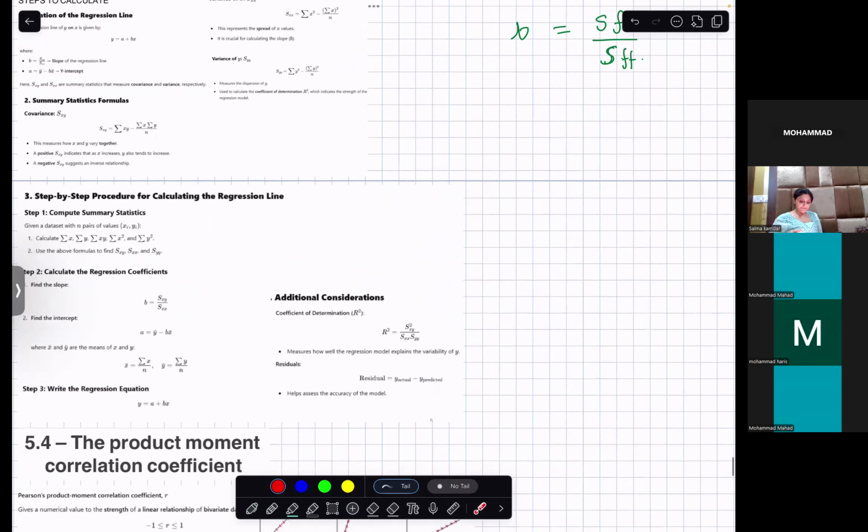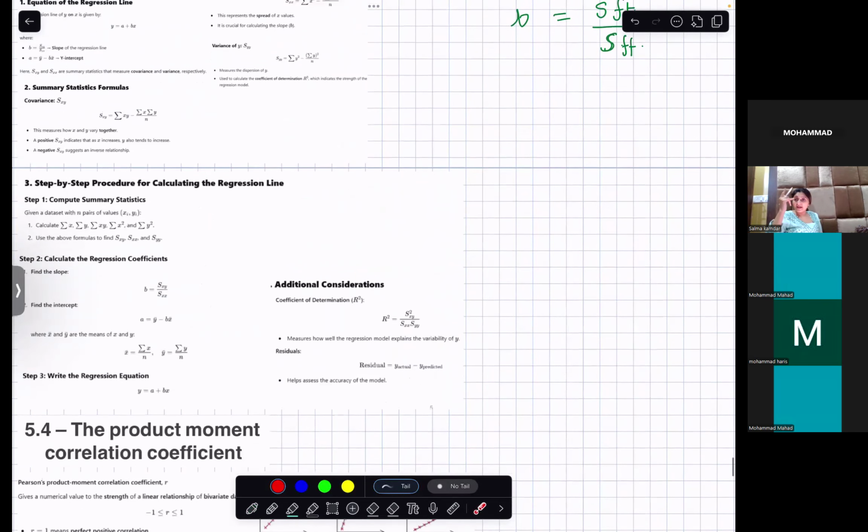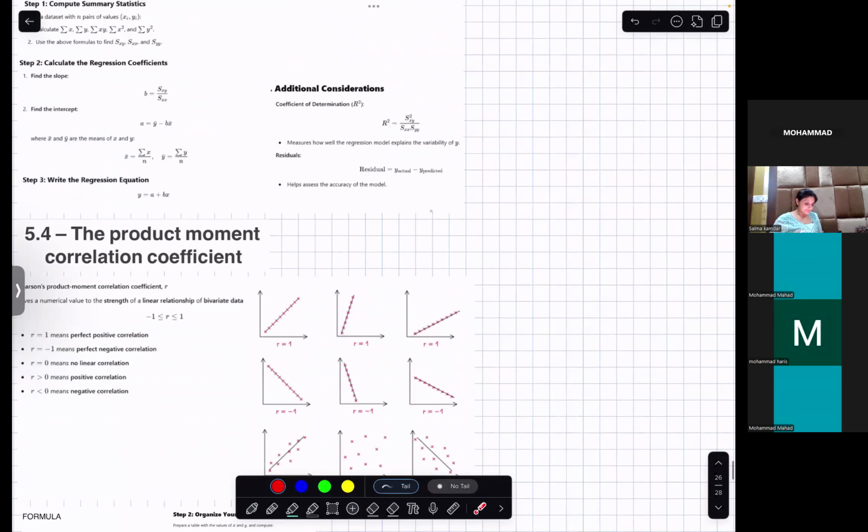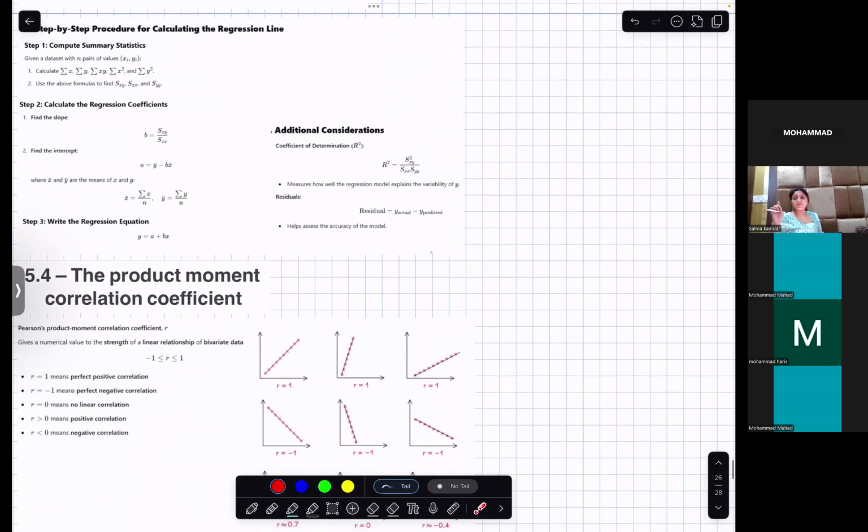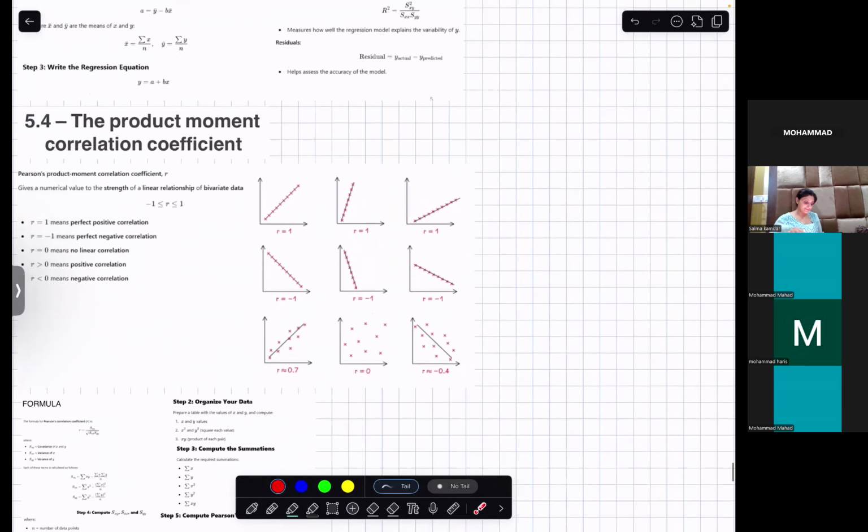So this would be all regarding your least square regression line. You're finding the whole new line all over again. And the regression coefficients would be your new A and new B. New A would be mean of Y minus B times mean of X, and you model the equation. And new B would be SXY over SXX. This is all that you do in least square regression line.